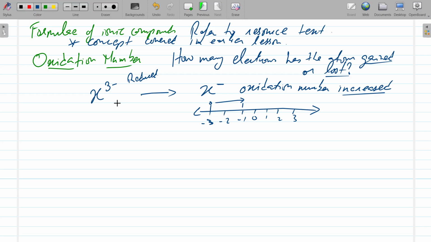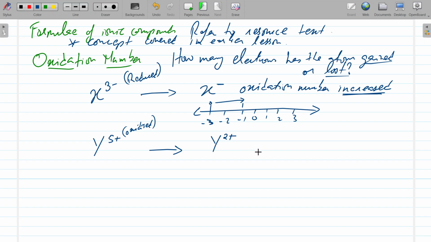So, the oxidation number increased. Now, another scenario. You've got element Y, and it had an oxidation number of 5, and it is oxidized because it lost electrons. I mean, it is already oxidized in this particular state. X with 3 negative charges is already reduced, but a reaction happened, and Y went from a +5 positive charge to a +2 positive charge. What would you call this?